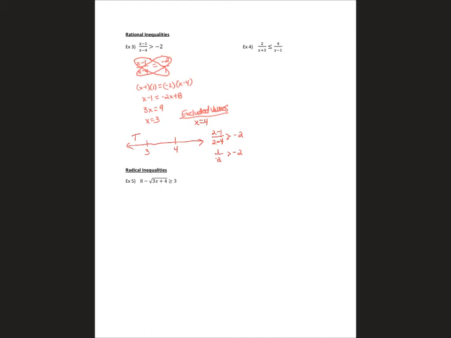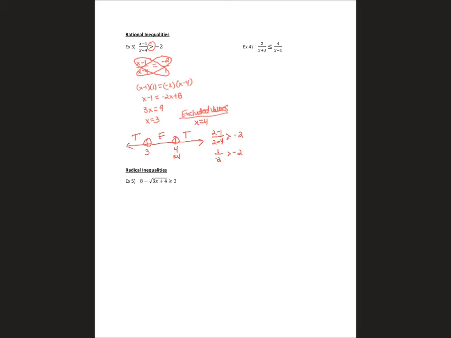If I test a point between 3 and 4, maybe I pick 3.5. If I plug it in, I'll see it's false. And then if I pick a point to the right of 4, let's say 5, I would see it's true. Now, I forgot to indicate whether these critical points are included or not. 3 was a solution. However, the inequality was greater than, so it gets an open symbol. And since 4 was an excluded value, that's always going to get an open circle, because if we included it, it would make the original inequality undefined.